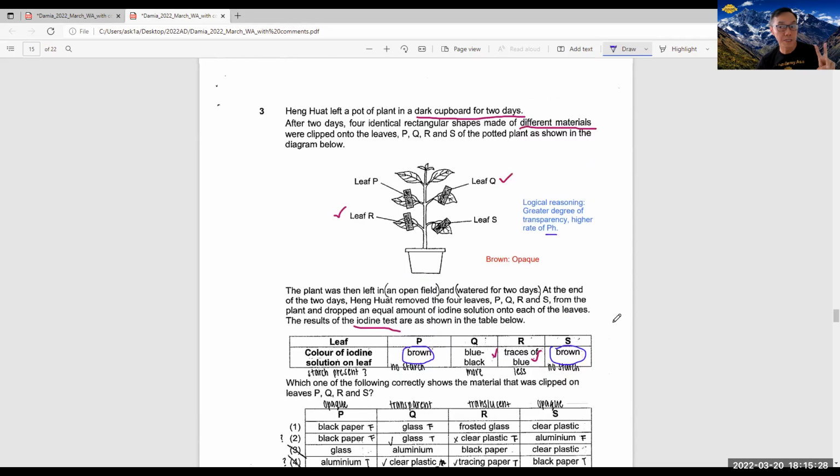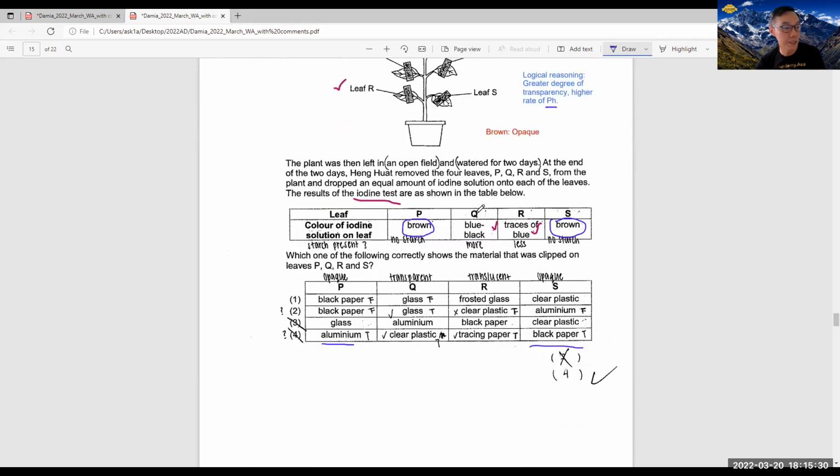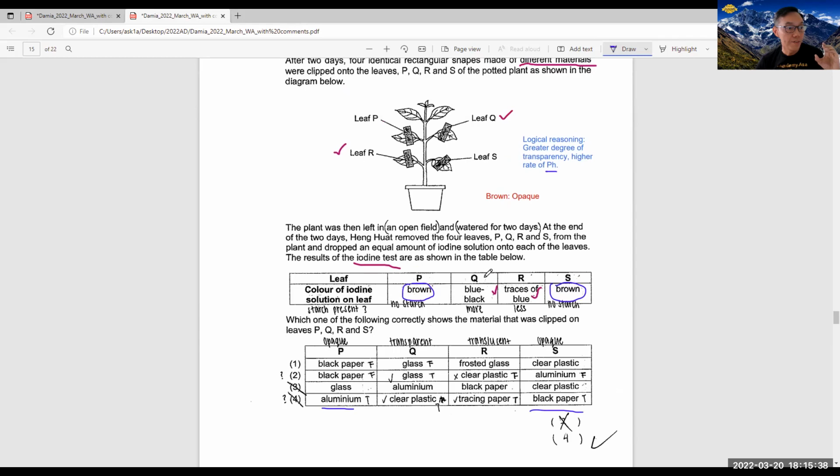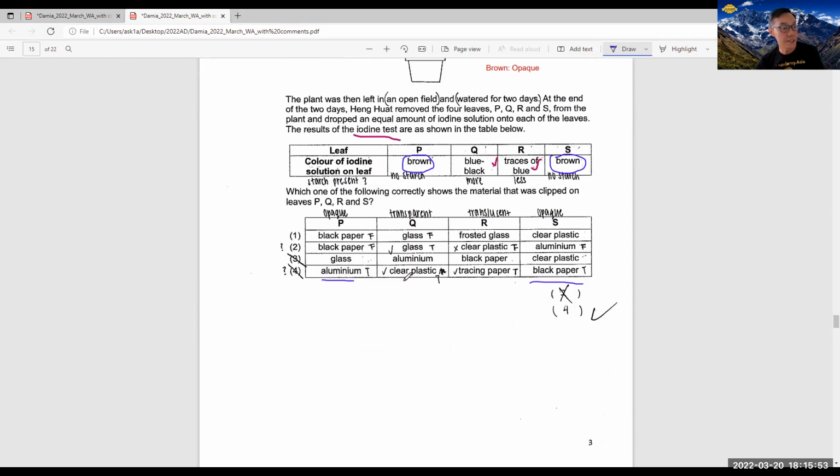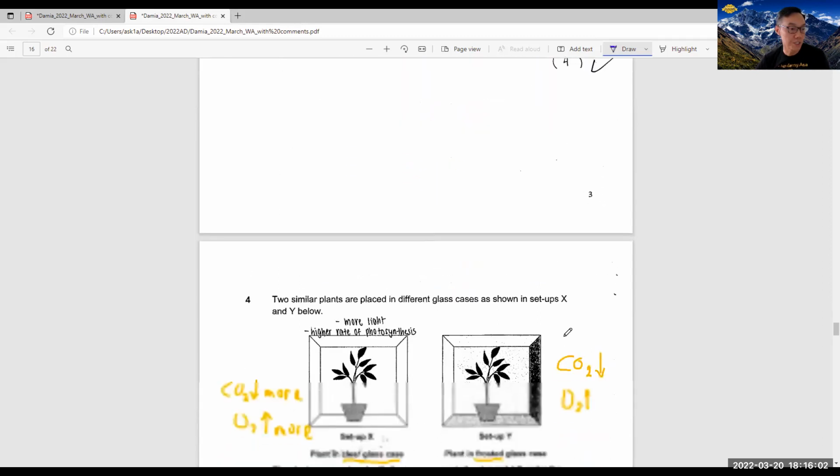But you need to make this slight comparison, because you can see here in Q, right, is blue-black. In R is traces of blue. That means for Q, leaf Q, the amount of starch is more than the starch presence in leaf R. So that means the degree of transparency for this material covering leaf Q must be higher. So that actually gives a good conclusion, because clear plastic, the degree of transparency is higher than tracing paper. So this is indeed a good question.